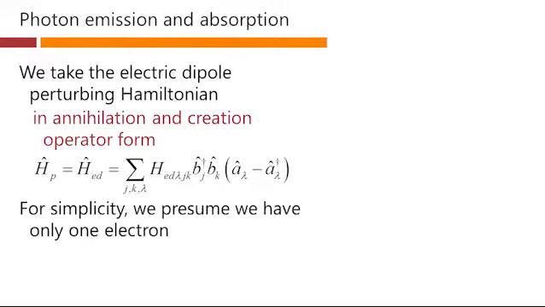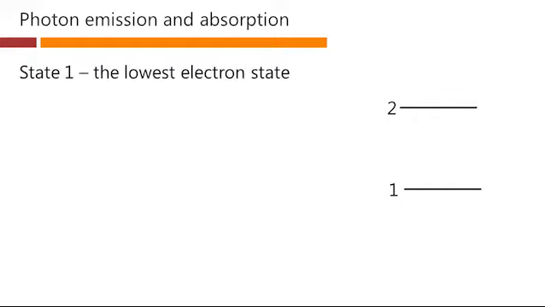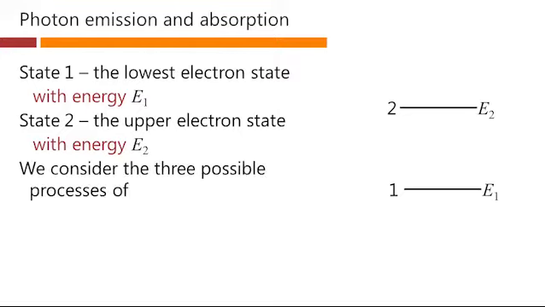For simplicity now, we're going to presume the simplest conceivable case: that we've only got one electron and that it only has two states of interest to us. So here's one state and here's another. State 1 will be our lowest electron state, lowest energy, with energy E1. And state 2 will be our upper electron state, with a larger energy E2.